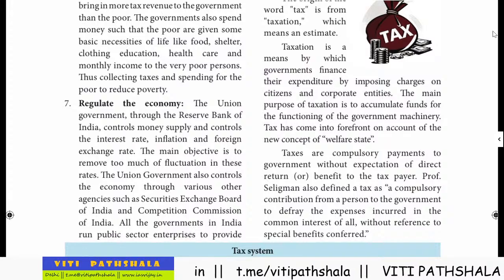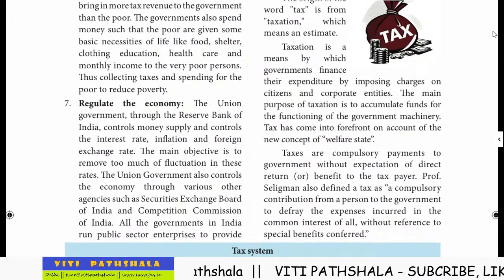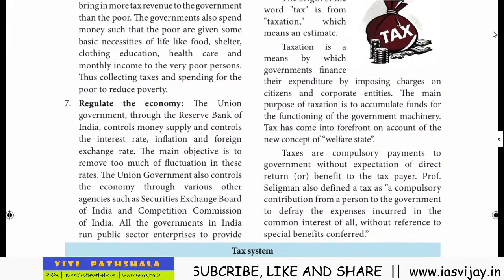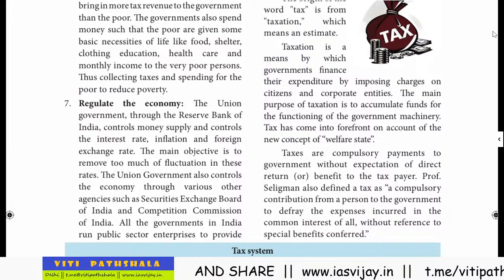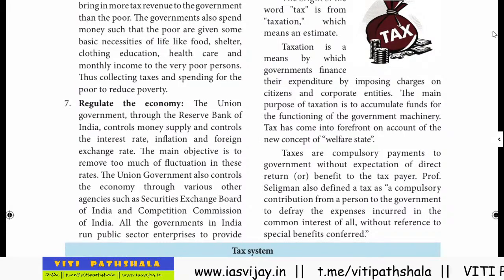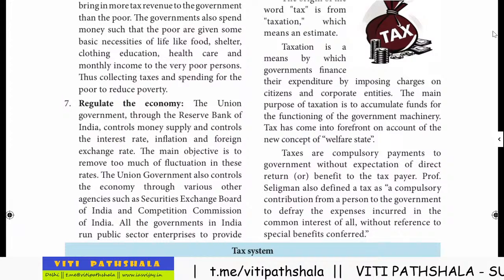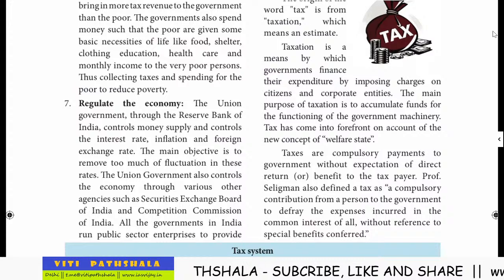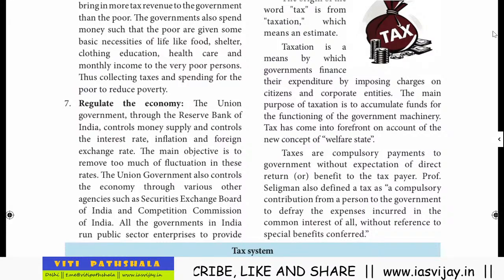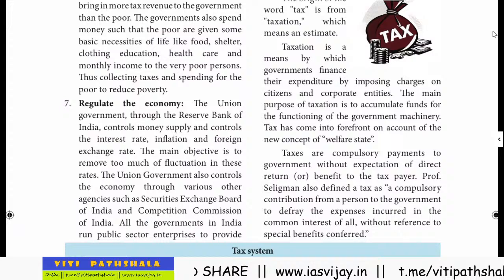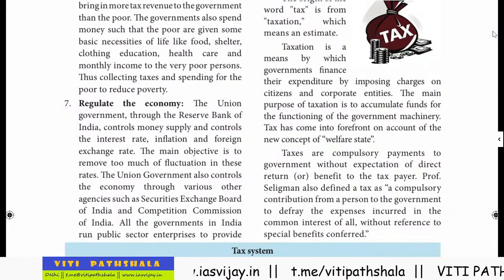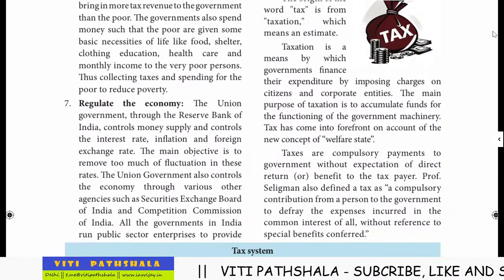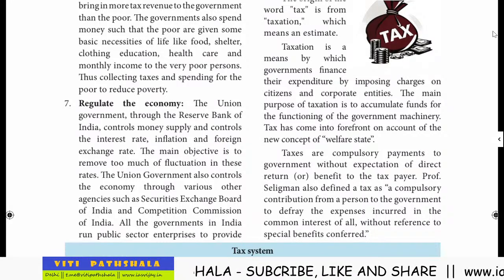Next comes regulating the economy. The Union government, through the Reserve Bank of India, controls money supply, interest rate, inflation, and foreign exchange. There is a Monetary Policy Committee that we will be studying in 11th and 12th class in detail when we do the banking chapter. That regulates prices, and it is a combination of fiscal and monetary policy together. Money supply is controlled by the Reserve Bank; the currency printing power is with the Reserve Bank of India.